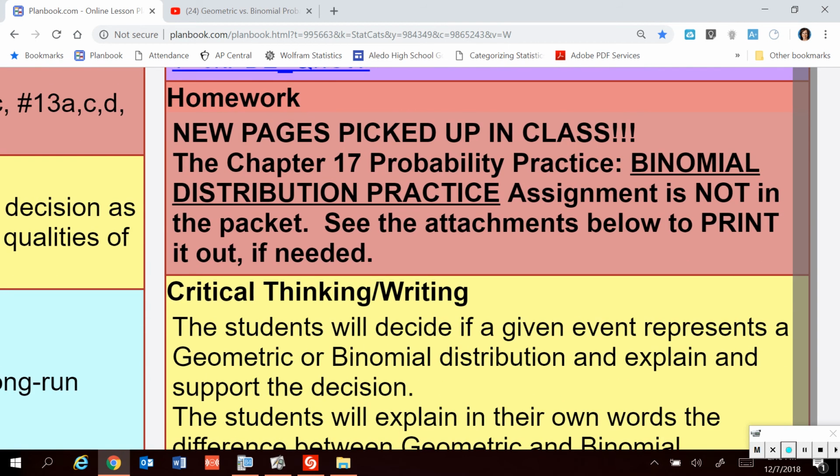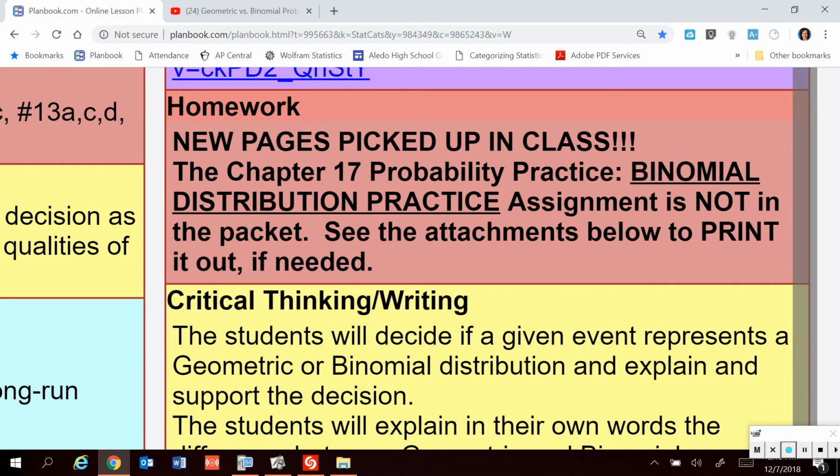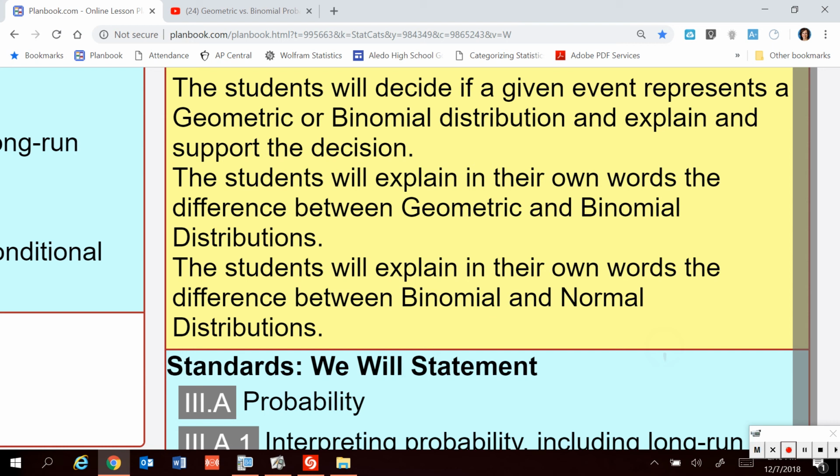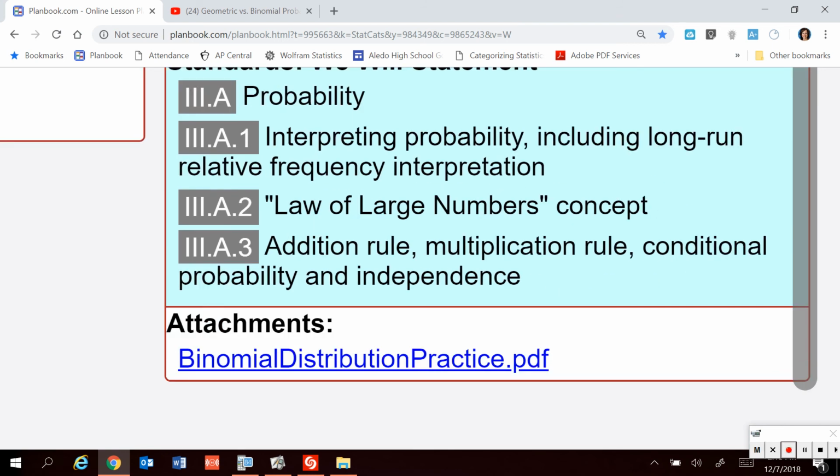So these are pages that are not in your packet. I made these just yesterday because I didn't really like what was in the packet, and I'm trying to continue to improve this stuff. Hopefully you picked that up over there. If you end up losing it this weekend, or you need a digital copy, it is attached to the lesson plans here.